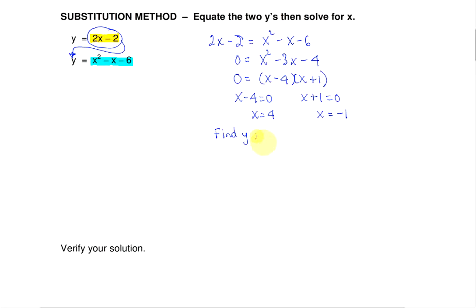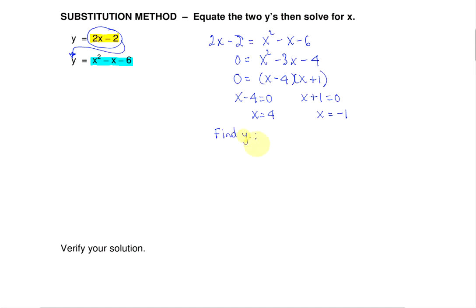Okay, now I can find y by either substituting x into my linear function, 2x minus 2, or I could, if I wanted to, plug in my x value into my quadratic function, x squared minus x minus 6. But probably you've already decided it would be a little easier to plug it into my linear function. I don't have to worry about squaring any numbers, and plus I only have 2 terms here versus 3 here.